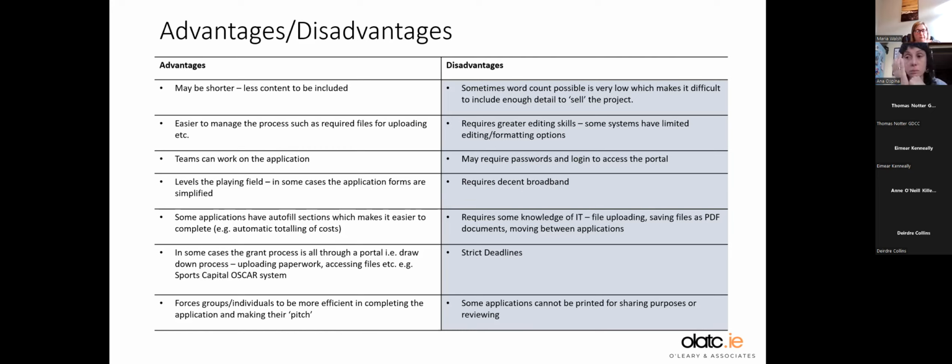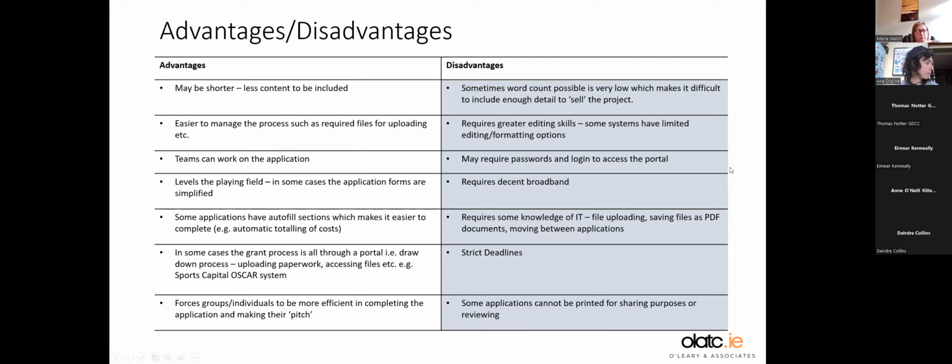I suppose it does force groups into being more efficient in completing the application form. Because they're trying to reduce the amount of rubbish, really, some people are putting in the application forms, they do limit the number of words or characters you can put in. You get better at summarizing your project and the detail, because they don't want to be reading loads and loads of words and information about the project. They just want people to get straight to the point. So it does make you more efficient in what you're putting in.